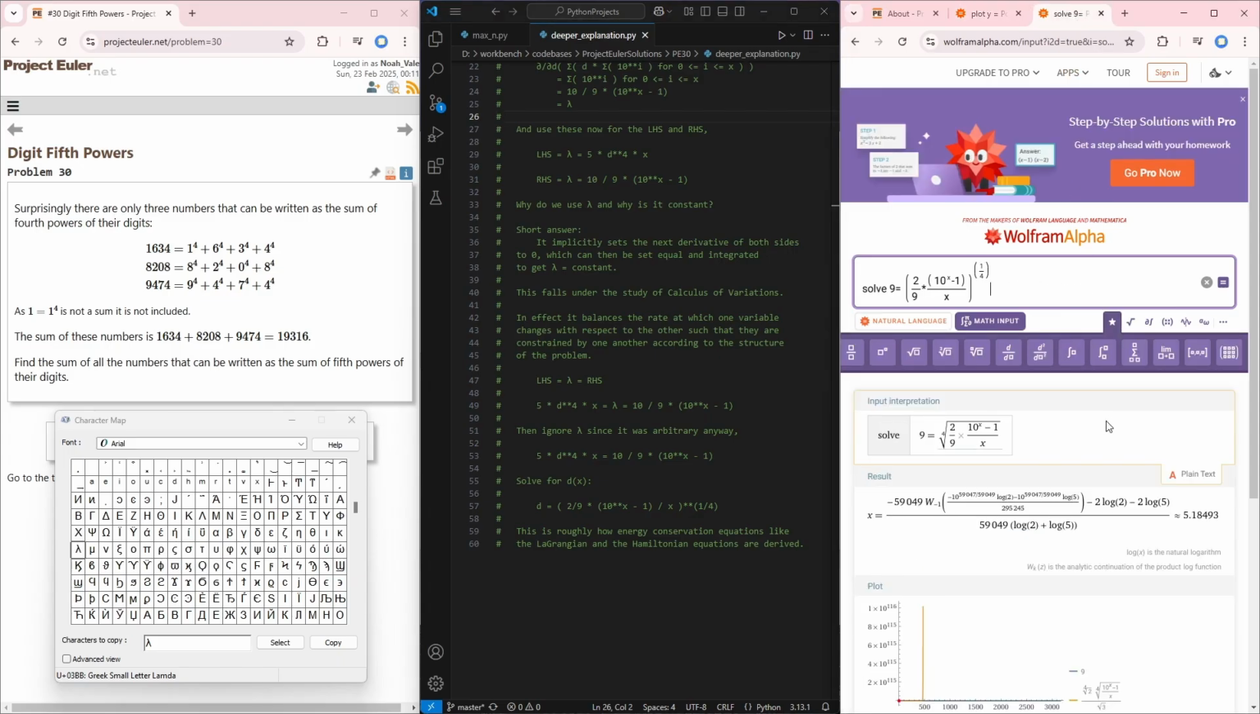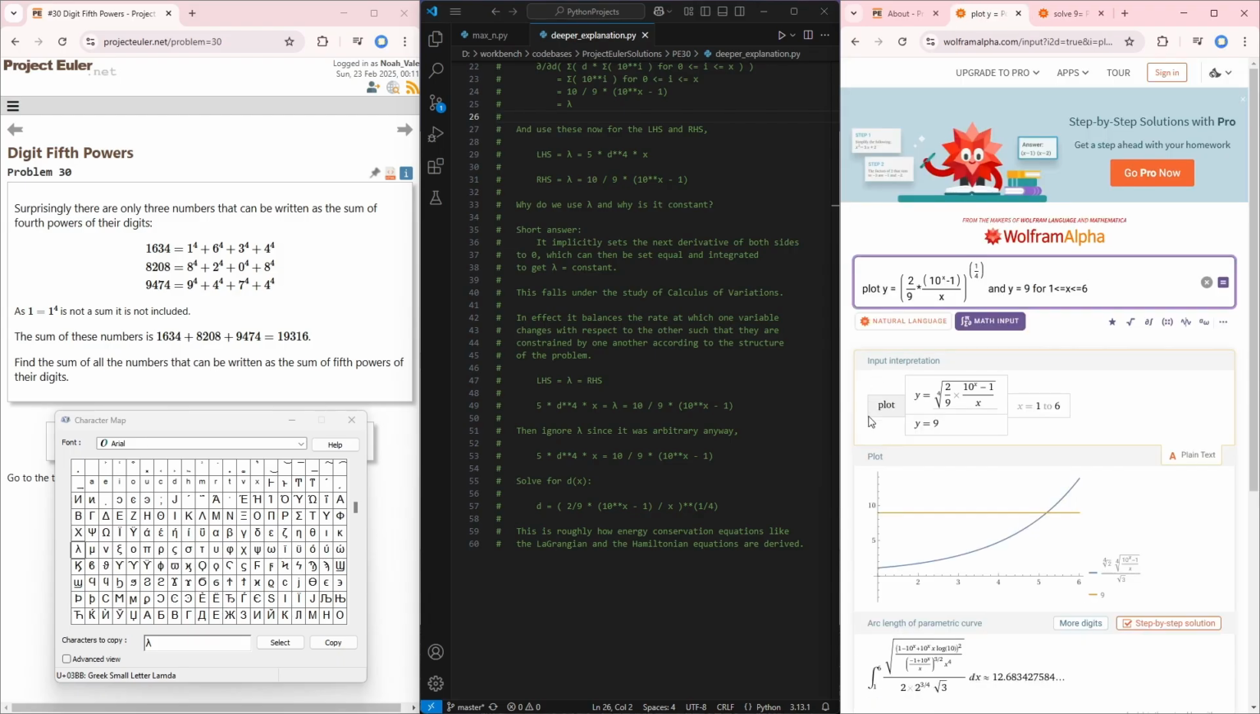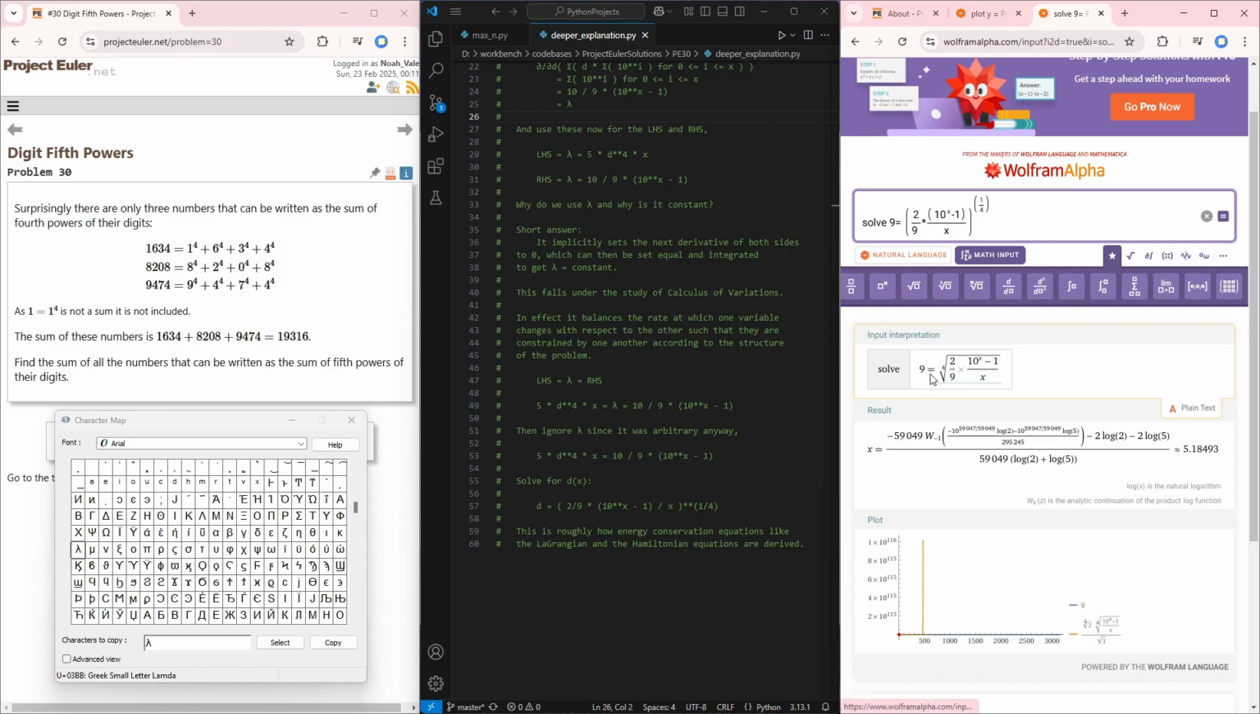And so we can kind of plug it in. We can say 9 for the left-hand side, right? Basically, y is equal to 9, right? Set that equal there. Rearrange and solve for x.